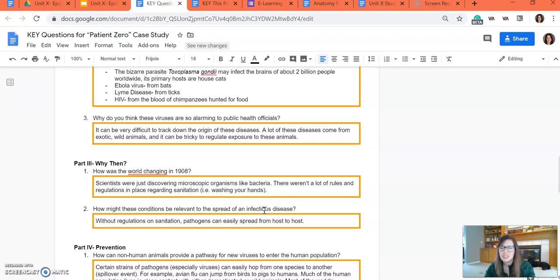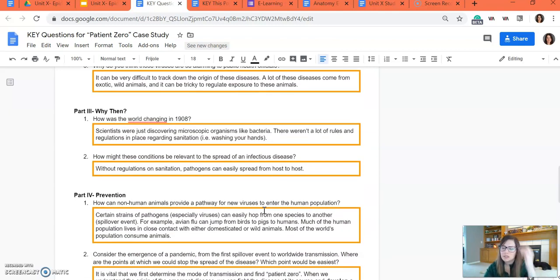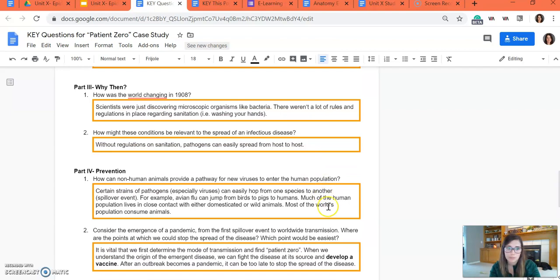Part 3, why then? So how is the world changing in 1908? It didn't specifically say this in the podcast, it is more of an inference. So scientists at the time were just discovering microscopic organisms like bacteria, not a lot of knowledge known about those microorganisms. So there weren't a lot of rules and regulations in place regarding sanitation, for example, washing your hands. Number 2, how might these conditions be relevant to the spread of an infectious disease? So without regulations on sanitation, pathogens can easily spread from host to host.